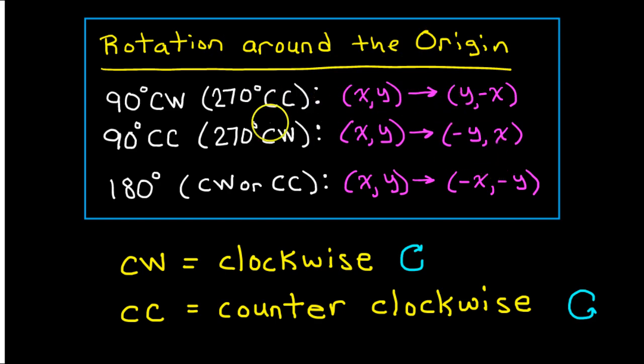You have to understand, for example, that if you're going to do a rotation 90 degrees clockwise around the origin, the way you do that is you take X and Y, you reverse them, and you change the sign of the X value. And similarly, you can see the rest of these rules. Memorize these rules.